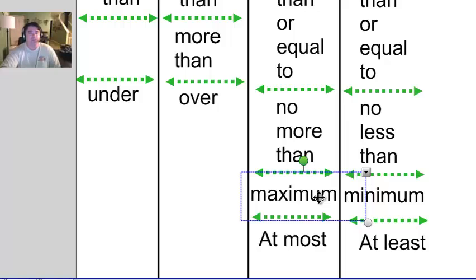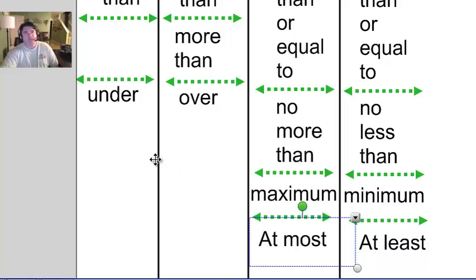Also the word maximum. The maximum you can have is 10 of something, so you can have 10 or less, and the other words, at most. You can have at most 4 slices of pizza, so it'd be 4 or less. Take a look here. That'd be a terrible rule for me. I like pizza.